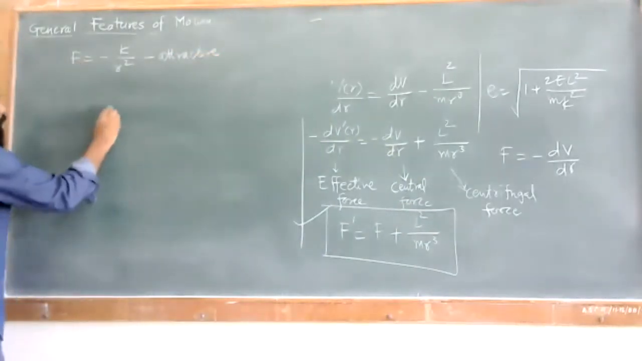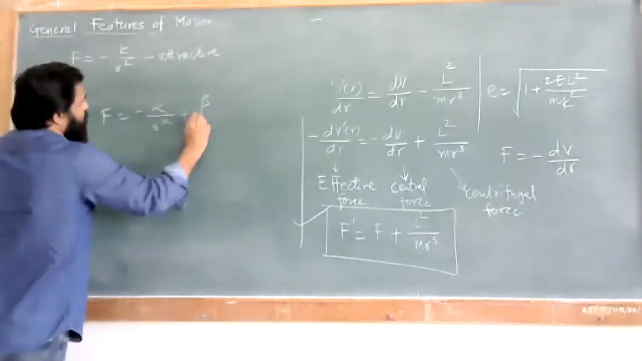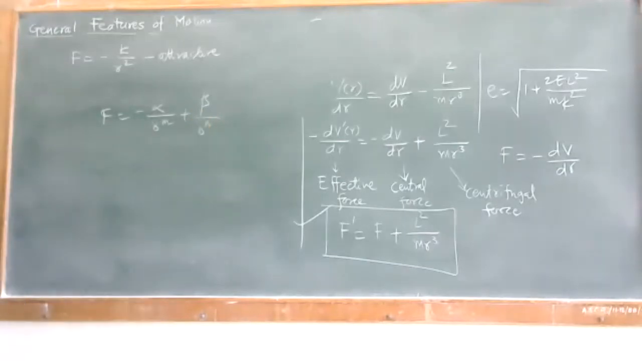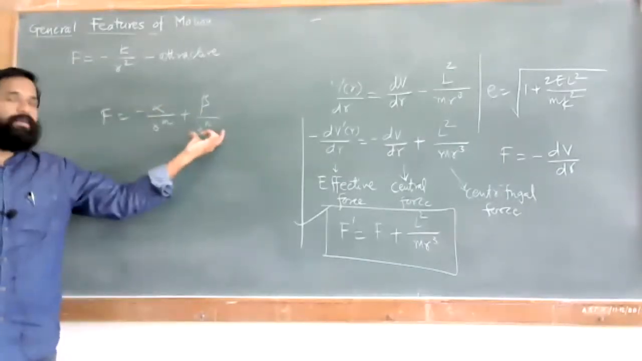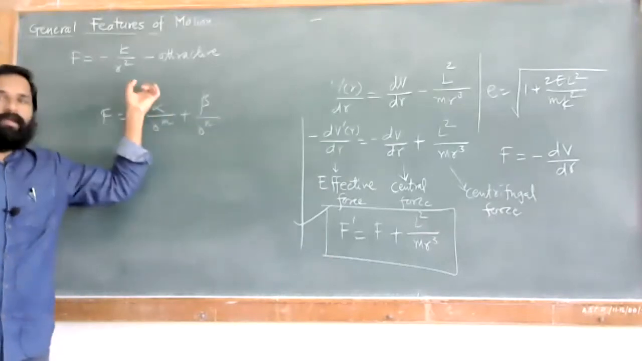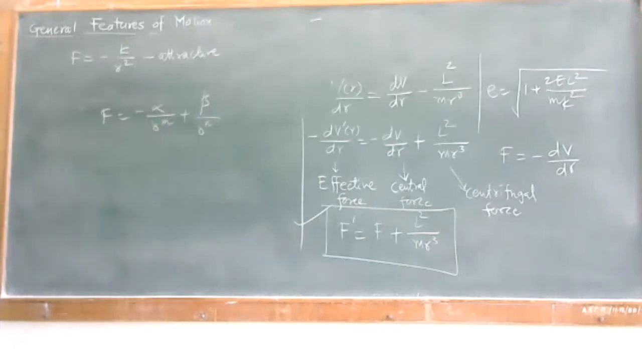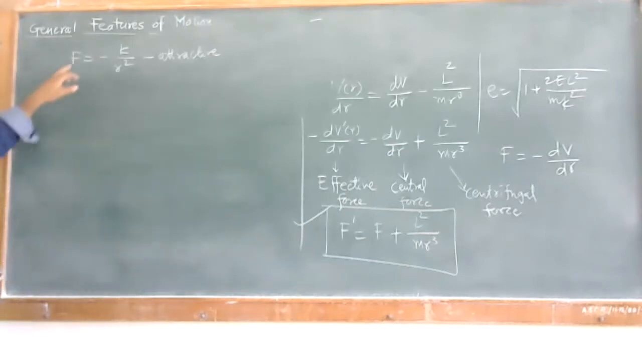Remember, F is equal to minus alpha upon R raised to m plus beta upon R raised to n. So what is this condition? The first one is attractive and the second one is repulsive. Plus means repulsive, minus means attractive, which we have already seen in the beginning. So you can have this condition, that is F is equal to minus K upon R square.